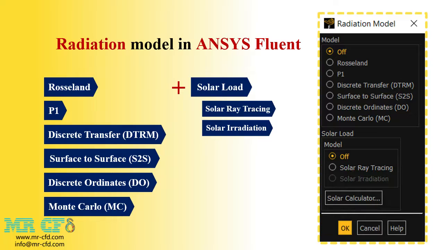Solar load includes two methods of solar ray tracing and solar irradiation. So, with this module, you can define the radiation of solar rays on the computing domain, and you can also define the radiant heat transfer in the computing domain in different ways. In this training course, we intend to introduce all these radiation methods.